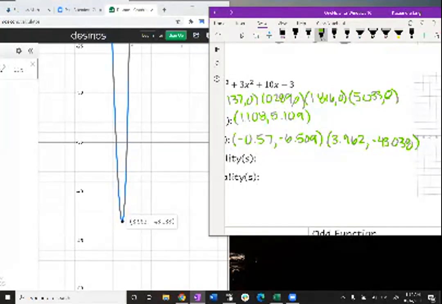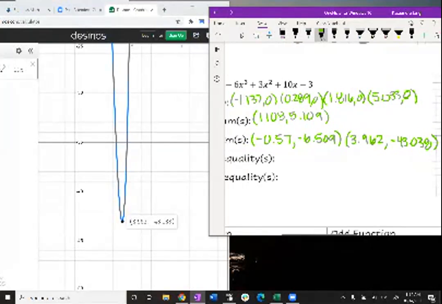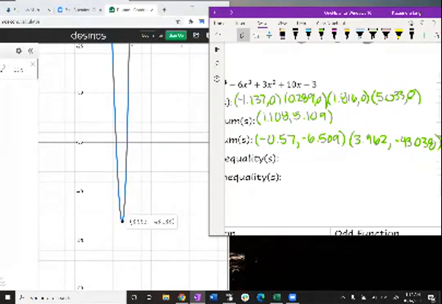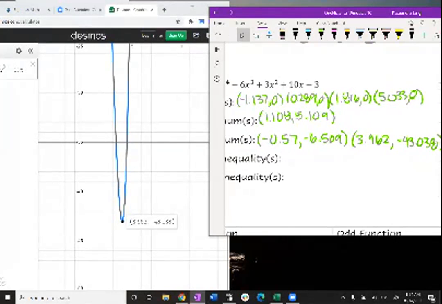So now that's all of my minimums. I had 2 of them. I know, so yeah, you had to go down to negative 43. It's pretty far down there. All right, now that I have those, I actually can use those. I don't have to look at the graph anymore.